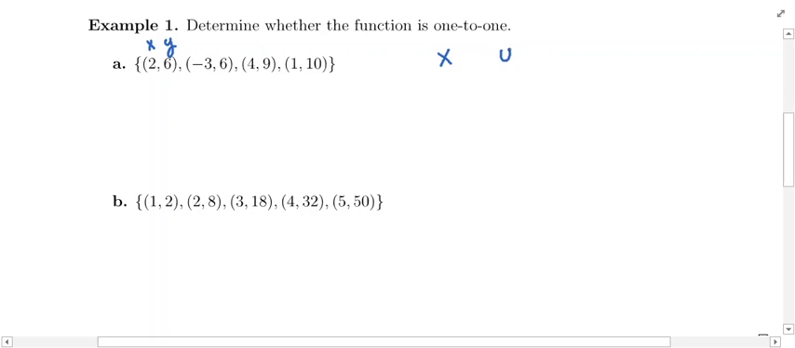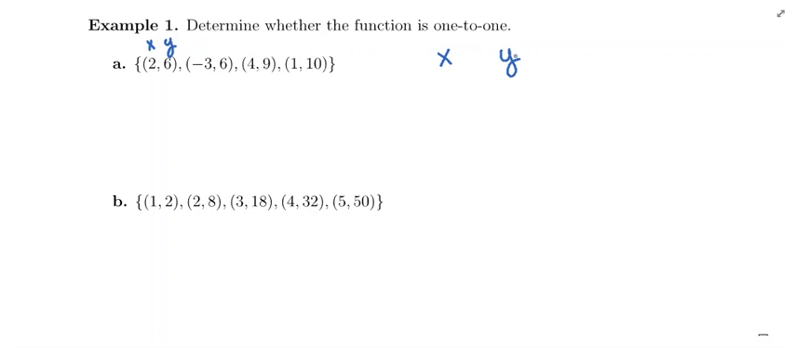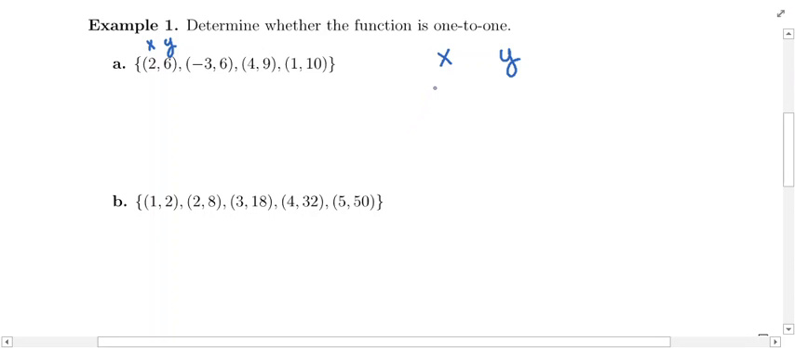We make a column for the x values and a column for the y values. To make it very readable, I'm going to start with the x values. You want to put them in ascending order, from the smallest to the biggest. So if I look at my x values 2, -3, 4, and 1, the smallest one is -3, and then 1, and then 2, and then 4. This makes it more readable if you order them.